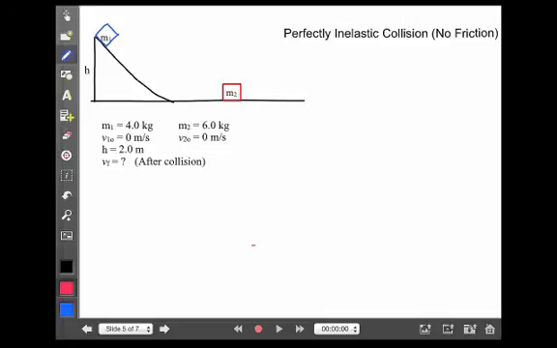In this case, I've got a 4-kilogram crate sitting here at rest on top of a 2-meter high hill. It's going to slide down, we'll say no friction, and it is going to hit and stick, in other words, make a perfectly inelastic collision, with a 6-kilogram object at rest. I want to know how fast they're going after the collision.